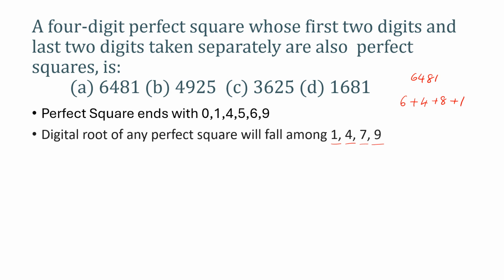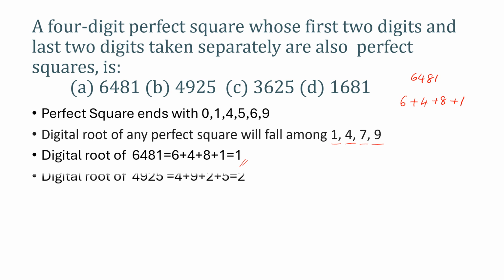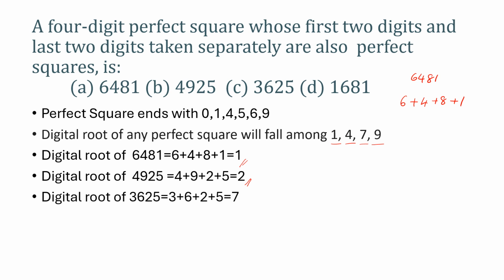First we check the first number, 6481. The digital root is 1. For the next number, 4925, when you add the digits, you get the digital root as 2. Now 3625: the digital root is 7. And 1681: the digital root is also 7. So we can see that the digital root of 4925 is not among 1, 4, 7, 9, so we can cancel this option. This is not our right option.